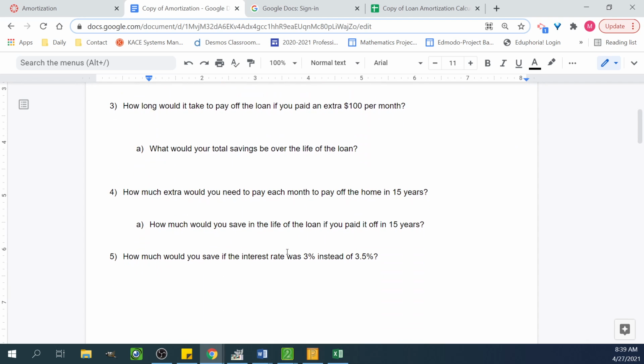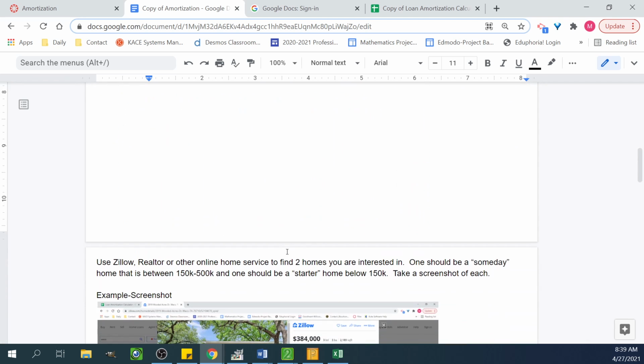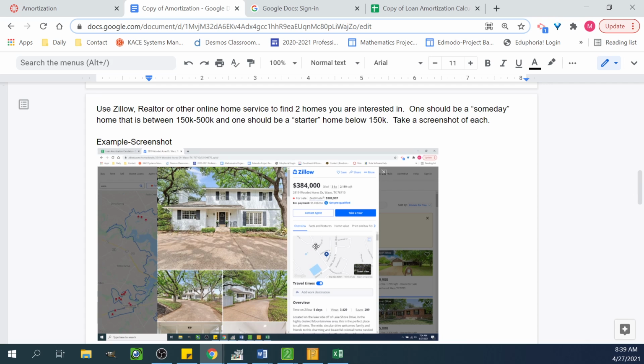Then later, right here, I just took a screenshot of a house that I thought was pretty. You're supposed to find one that's like a starter home, so less than 150,000, and one that's like a someday home, like a dream kind of home. It still has to be less than $500,000, okay? I believe that you guys can earn money, but more than 500,000, I think you're just throwing your money away at that point. Maybe if you're a rancher or something and you're using the land, but okay.